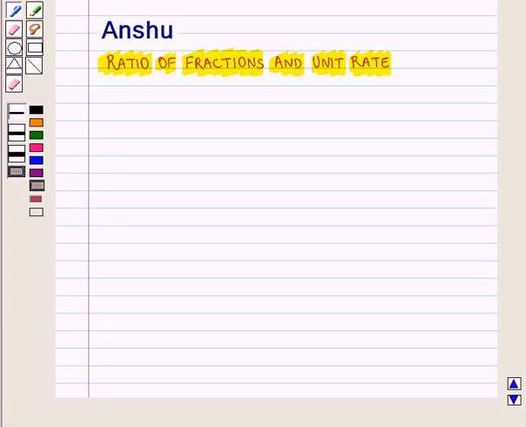In this session, we shall discuss how to find ratio of fractions and unit rate of different quantities.